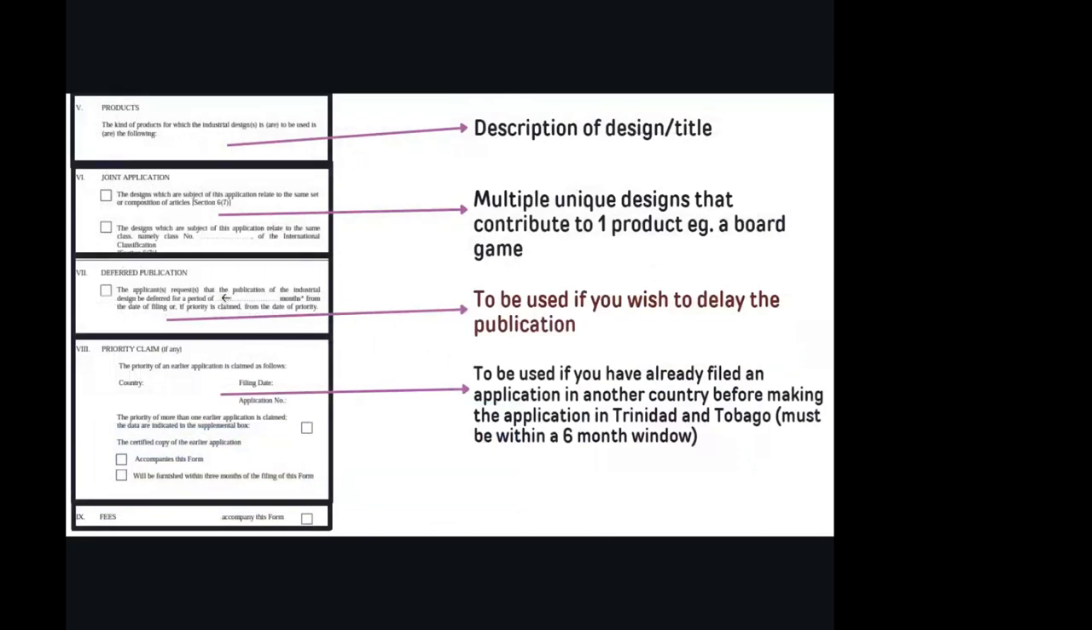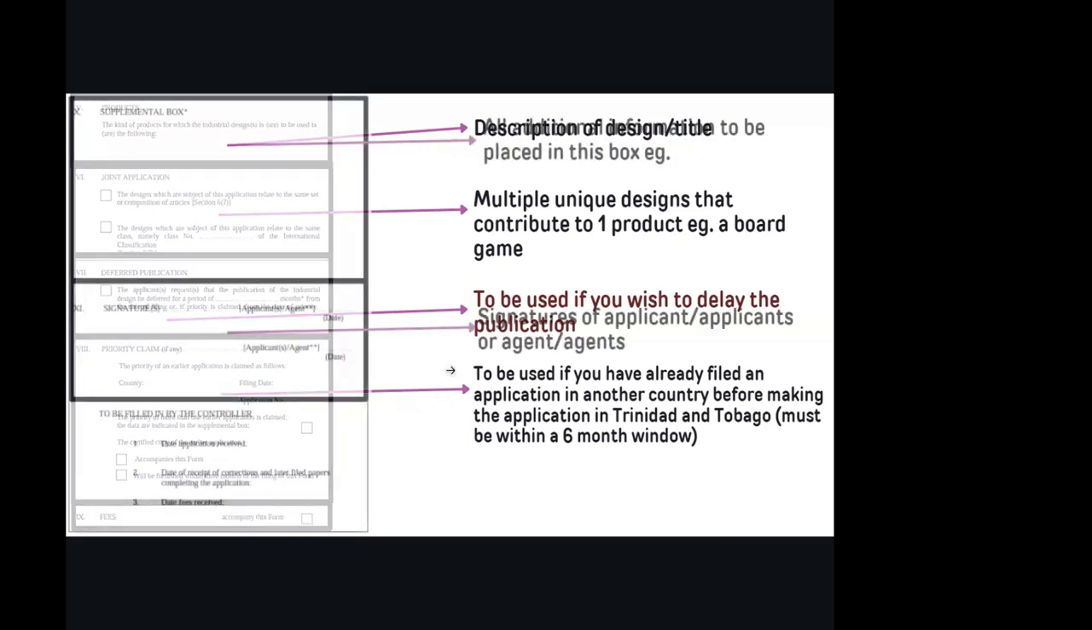On the application form, you describe the product that you wish to get protected, whether it's a joint application. So in the case of a board game, where you would have the board itself, the playing surface, and maybe the figurines or the tokens that you would use, you would put that in here. Well, we don't need to know anything about priority or any foreign application at the moment. And then the supplemental boxes: additional information, whether you have additional creators, whether you have additional applicants, and then of course you sign. So this form is much simpler on the electronic filing version.